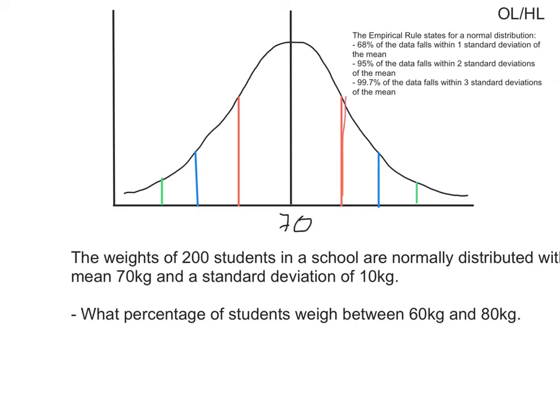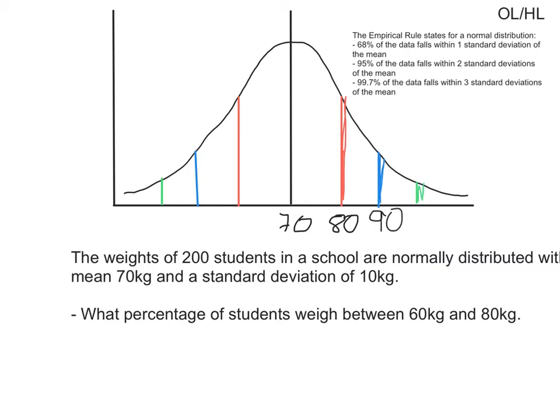This red line here represents the mean plus 1 standard deviation. So in this case, it'd be 70 plus the standard deviation of 10, which will give us 80. The next line, the blue line here, is the mean plus 2 standard deviations. So the mean of 70 plus 2 times 10, which is plus 20, will give us 90.